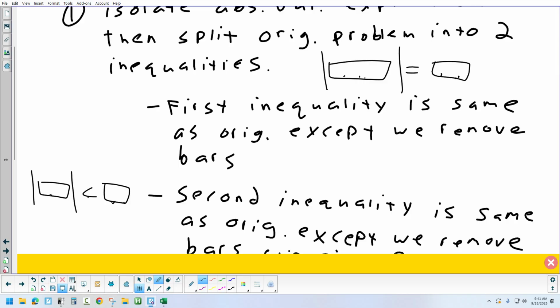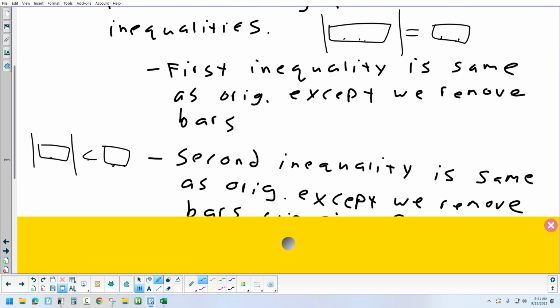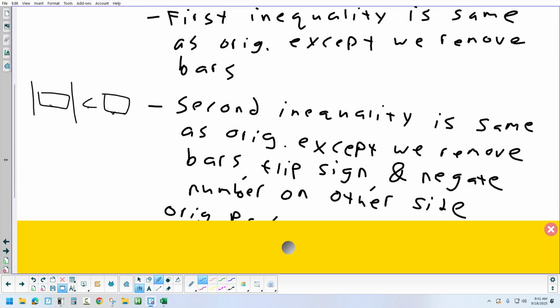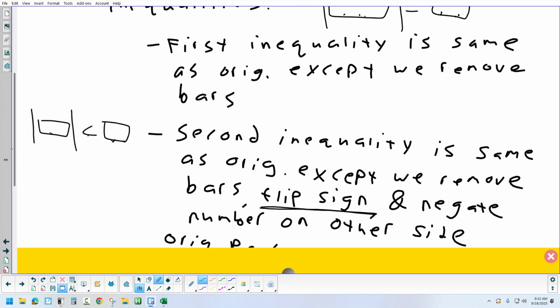Anybody know what else we have to do? Yeah? Do you have to flip the sign? Yes, we have to flip the inequality sign. So this is the extra part in step 2. So you take away the bars on the left side, make the number on the other side opposite, and flip the sign. So that's how you set up your 2 inequalities.